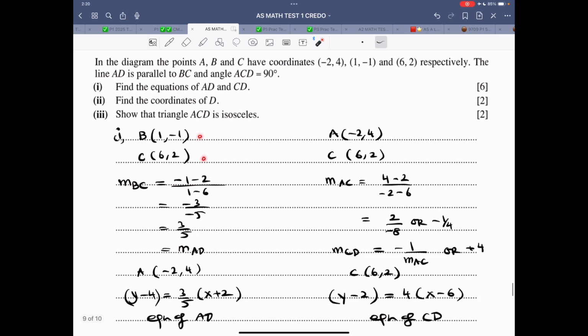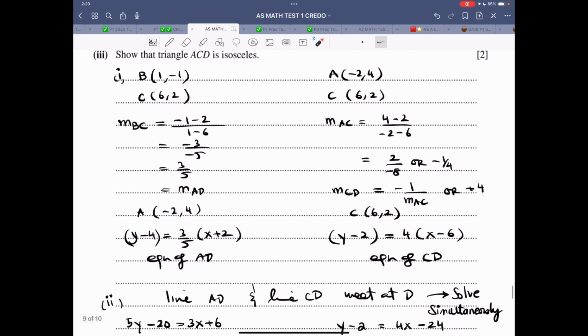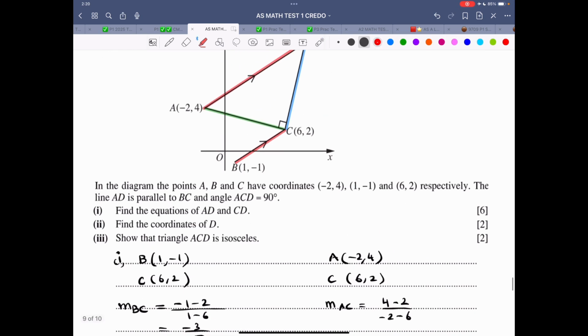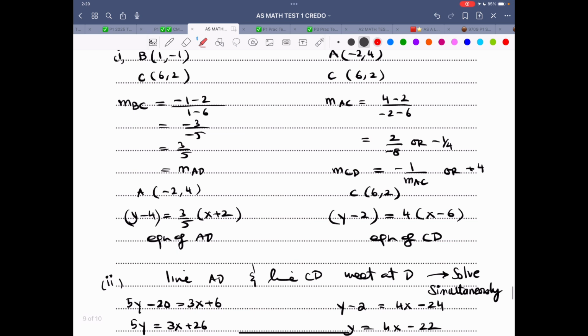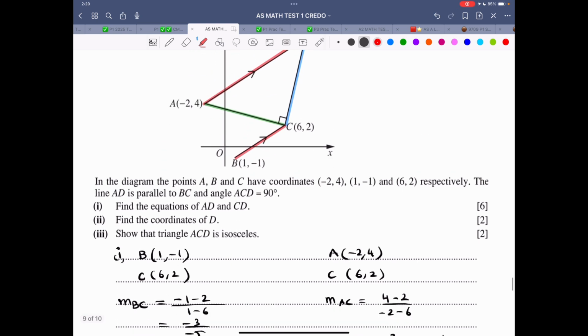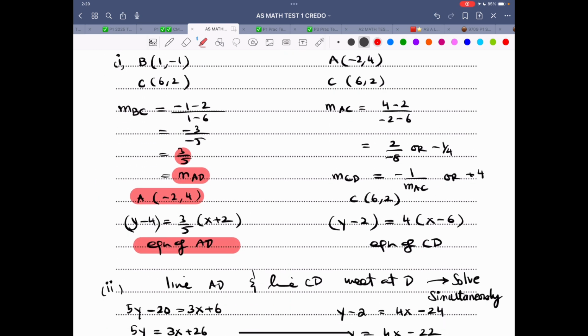There is B, there is C. You find the gradient of BC, which is the same as the gradient of AD. The gradient of AD is 3/5. Use the coordinates of A and you find the equation of AD. Similarly, for the blue one, find the gradient of AC, take the negative reciprocal, and use the coordinates of C. That is the equation of CD.